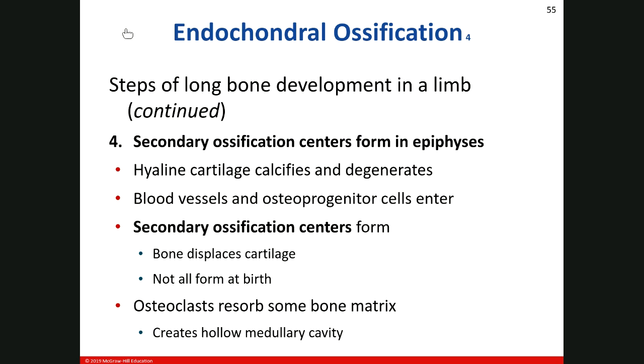Now, mind you, everything that I've told you up to this point is going on simultaneously, right? So the primary ossification center is in full swing now. Just after the primary ossification center goes into full swing, we start to form what we call our secondary ossification center, okay? Where is the primary ossification center? Diaphysis, right, good, you need to know that. The secondary are going to be in the epiphysis, in the proximal and distal epiphysis.